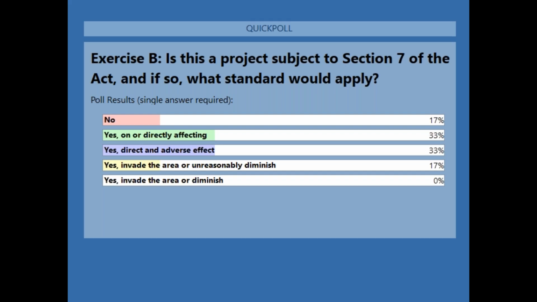You sharing the poll results? Yeah, looks like about 33% of people got it. Okay, I'm not teaching very well today.